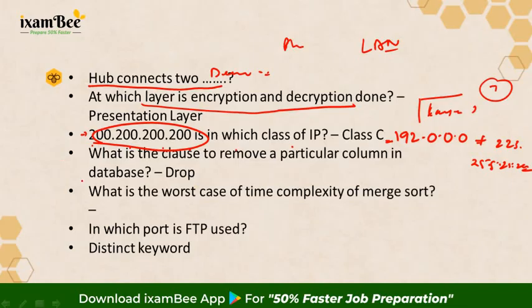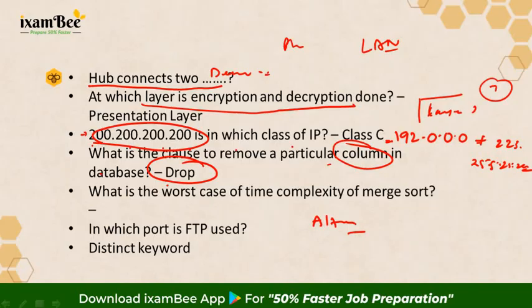The next question is: what is the clause to remove a particular column in a database? So the answer is, when we are talking about the column, the clause will be drop. The alter command is used to modify the structure of a table, and to delete a column, the drop column will be the correct clause.